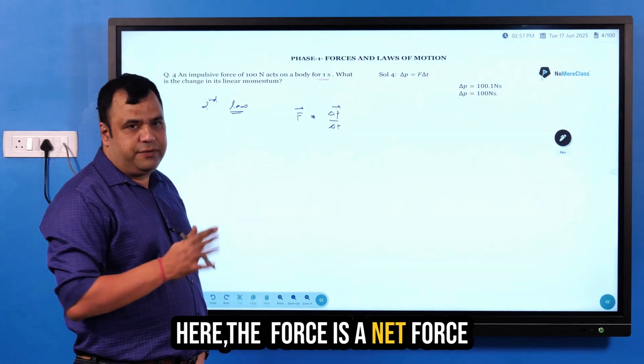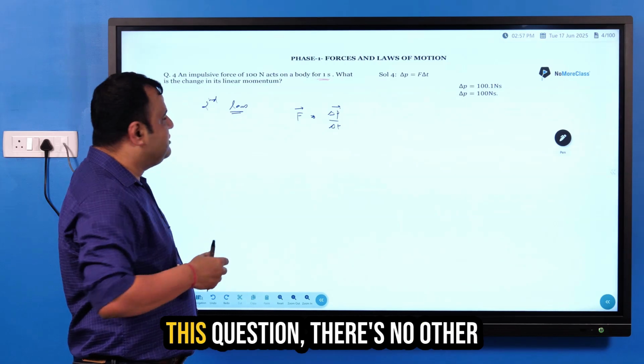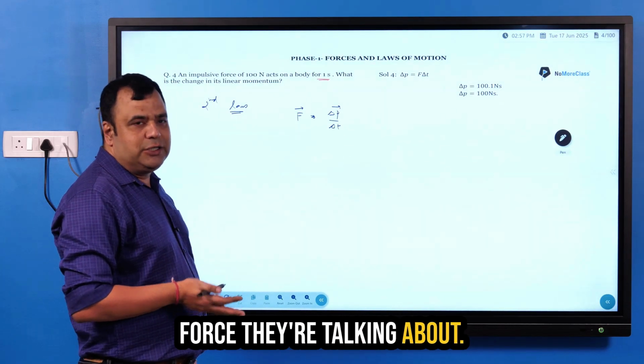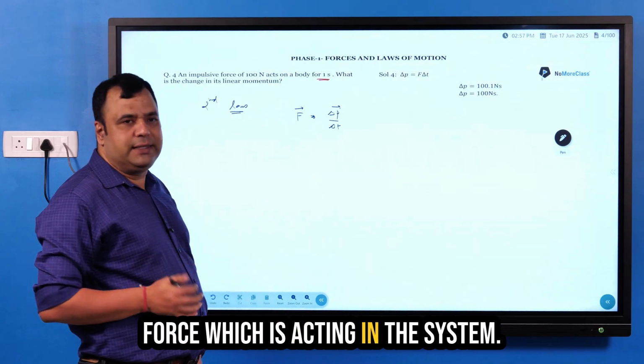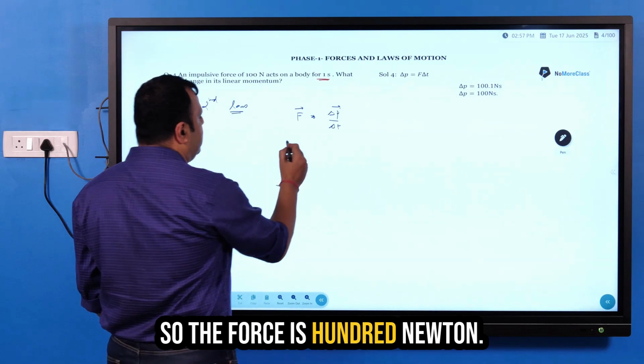Here, this force is a net force, basically. And as you can see in this question, there's no other force they are talking about. So I'll be assuming this is the only force which is acting in this system. So the force is 100 Newton.